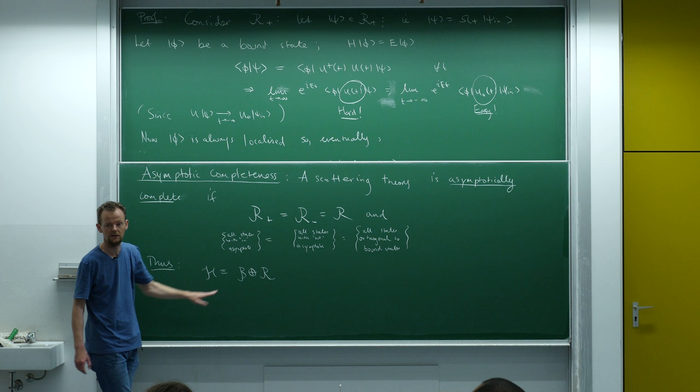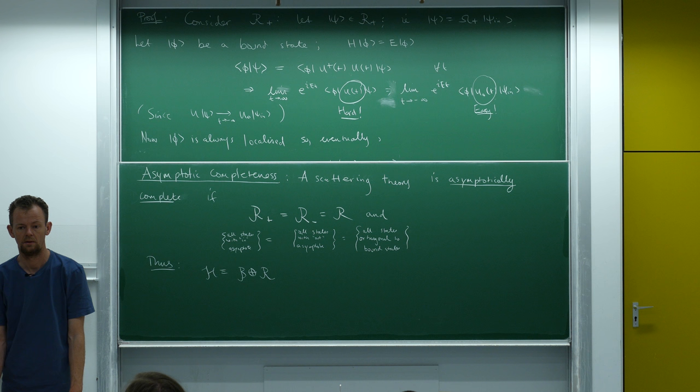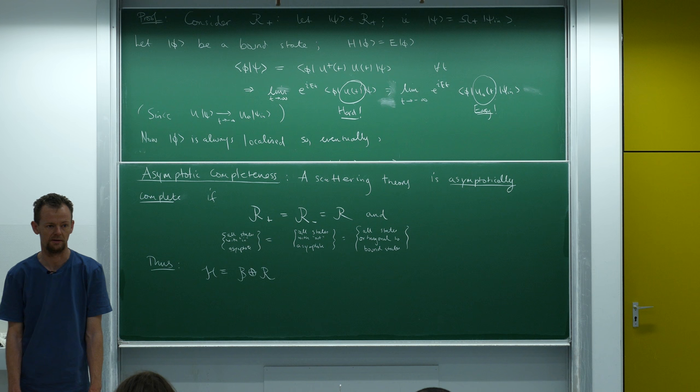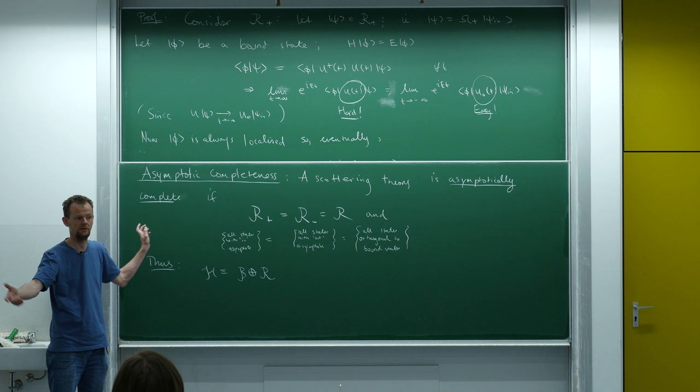Question? Short question. Don't we have states where the particle comes in and becomes bounded? For example, alpha decay? Yes, absolutely, this happens. That theory is not asymptotically complete. So we're talking about the best of worlds here, where not even this happens, where a state can come in and become bounded, or a bound state could become excited.